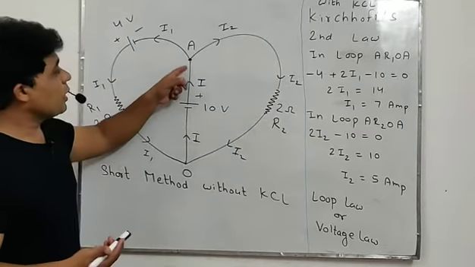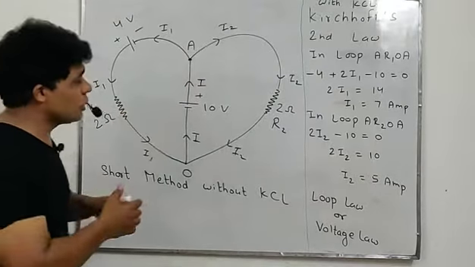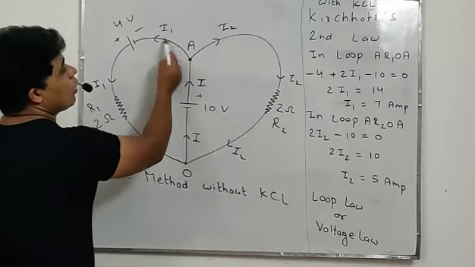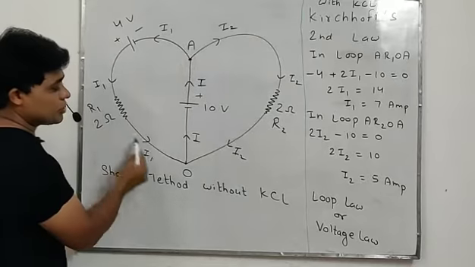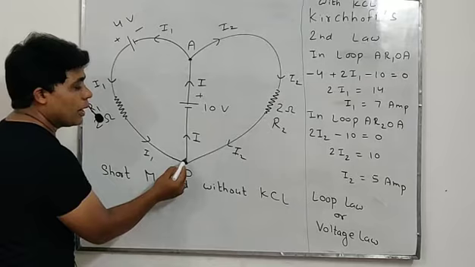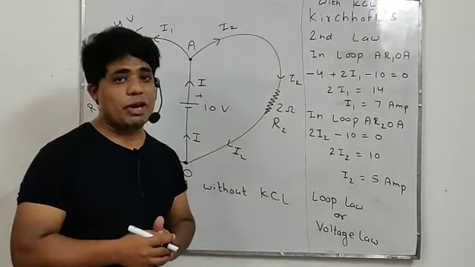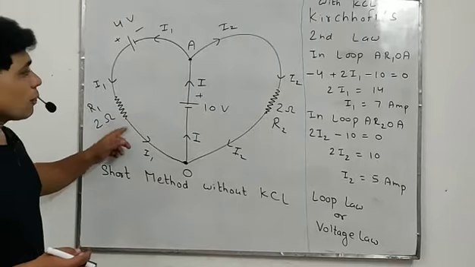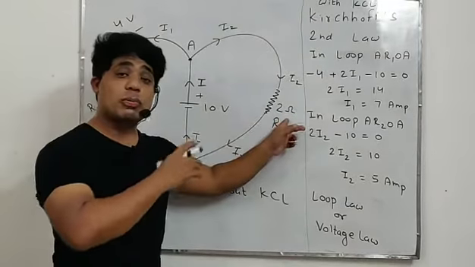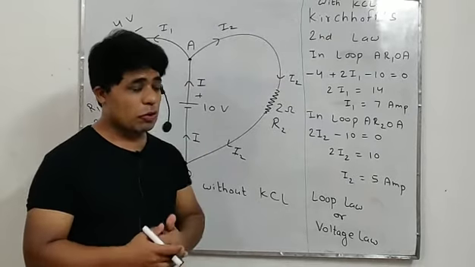The 10 volt battery provides current I at the junction, and current always divides. We have two points, two ways, so I1 and I2. I1 completes its circuit and I2 completes its circuit, and again they add at this point and it becomes I. So we have to find the values of I1 and I2. I1 is the current in this 2 ohm resistor and I2 is the current in that 2 ohm resistor. We have to find the values of I1 and I2 using Kirchhoff's law.